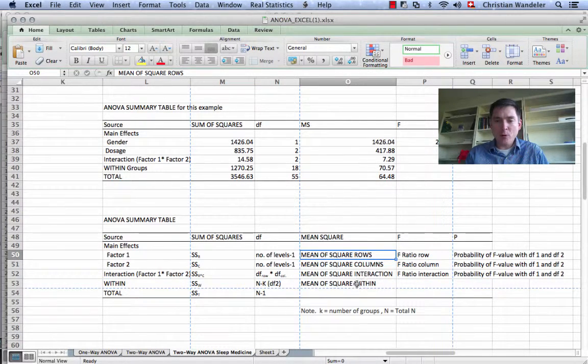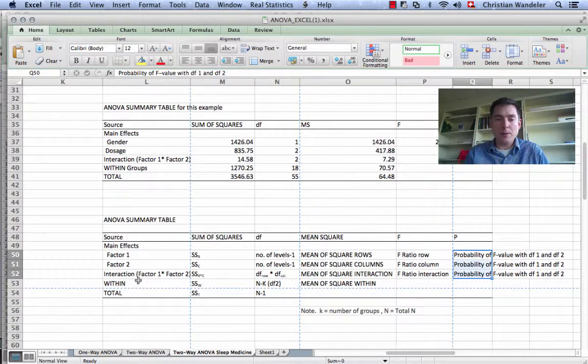To get the F ratio for the row, what we do is the mean square of the row divided by mean square within. For the F ratio of the column, we do mean square columns divided by mean square within. And for the F ratio of the interaction, we do mean square interaction divided by mean square within. So for each of these effects here, we get an F ratio and a probability, right?